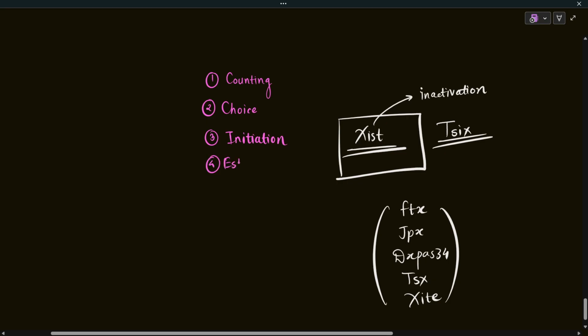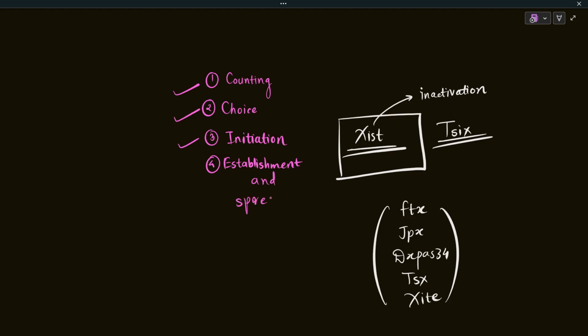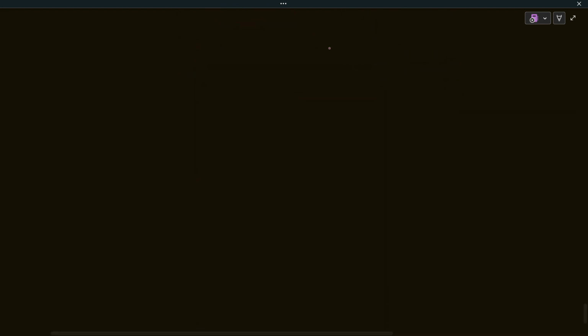So the first step is counting, then choice, then initiation, and then establishment of X chromosome inactivation. Once it is established, it spreads all over the X chromosome, and then comes the maintenance. The X chromosome which is inactivated is maintained in that cell throughout its lifespan and in its progeny as well. So we are going to learn about the further stages of X chromosome inactivation. Let's first learn about XIST long non-coding RNA.